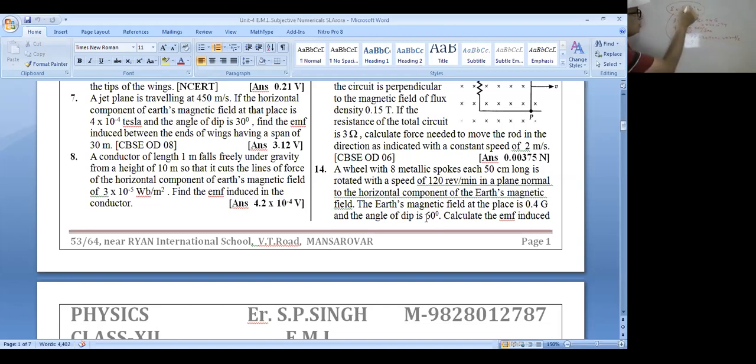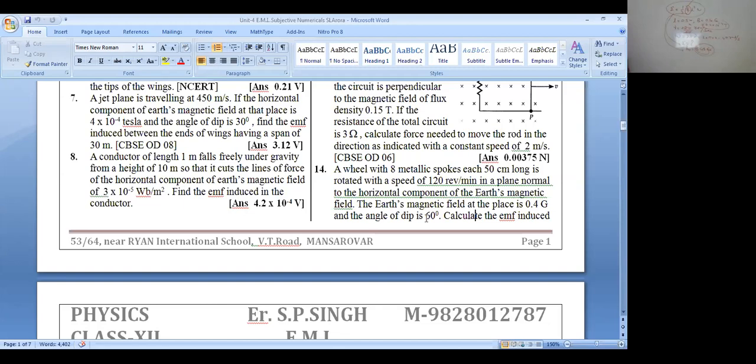Not here, putting this value. There is a vertical component and a horizontal component. So putting this value, the horizontal component will be B cos delta. This is the value of B here, and delta means 50 degrees. So this is the value we have to put in the formula, not the B.